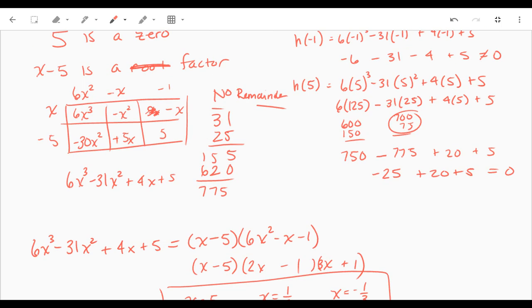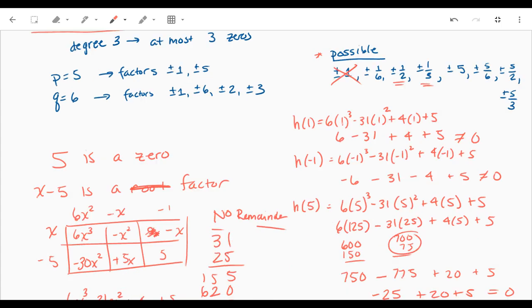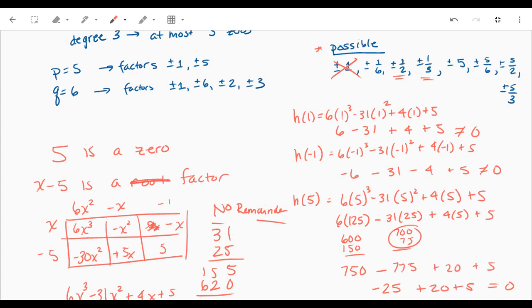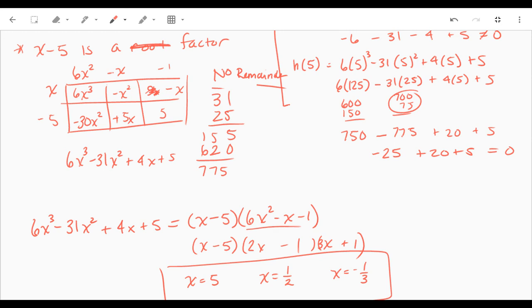Okay, so again, get your list of possible factors first. Start testing the ones that are the easiest till you get one that works. Okay, and that's what we did here. Once you get one that works, factor it out. And then get down to your quadratic that you can factor even more. All right, so there's a lot of steps there, so let me know if you need help with those. Let's look at the next one.